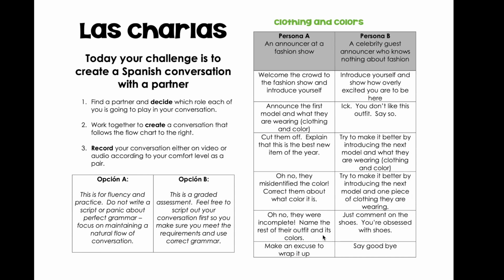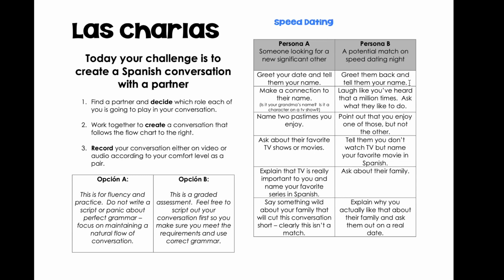Clothing and colors, you have a fashion announcer. And then a celebrity guest who's been brought in to announce but doesn't actually know anything about fashion. So they're describing the clothing and colors, but the celebrity guest maybe keeps giving their opinions in ways that they're not supposed to. Or speed dating. Both students are someone looking for a new significant other on a speed dating night, getting to know each other, and maybe one of these people thinks they really don't have much in common, but the other one seems to think this is working out just fine.